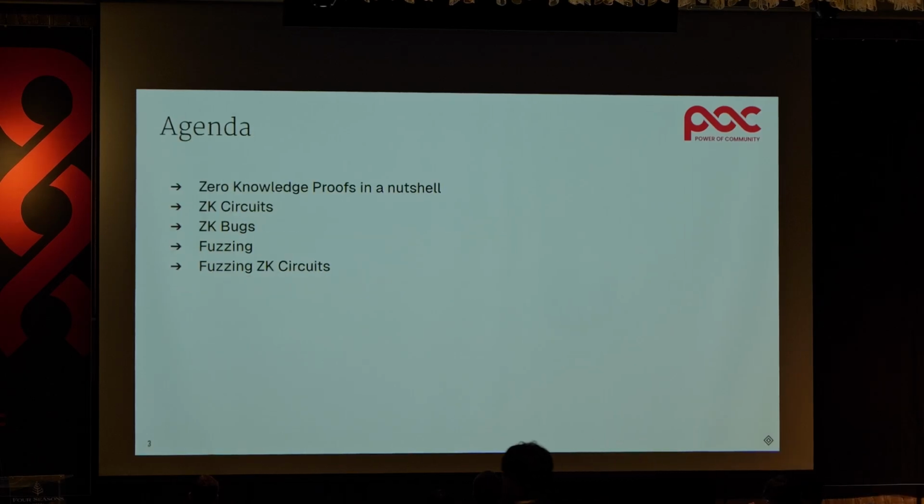So today I'm going to talk about what zero-knowledge proofs are, talk more about specifically zero-knowledge circuits, what kind of bugs there are in zero-knowledge circuits, how fuzzing works in general, and what's the difference and why it's so difficult to create fuzzing harnesses and to implement fuzzing in zero-knowledge circuits.